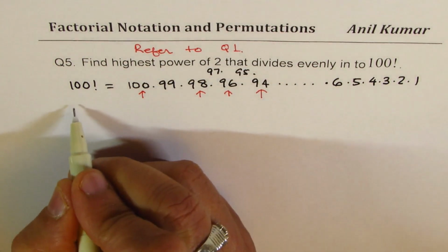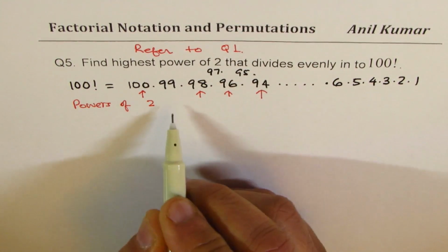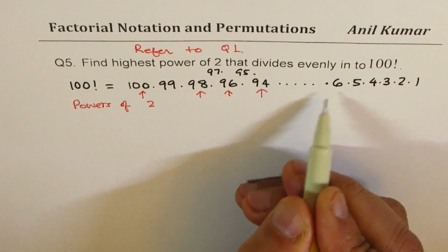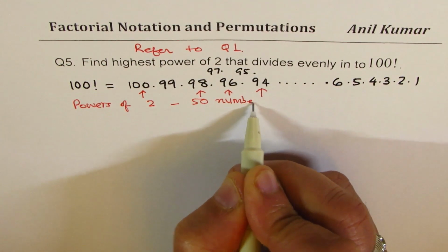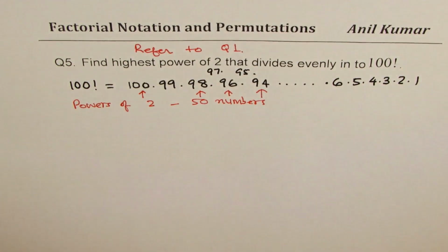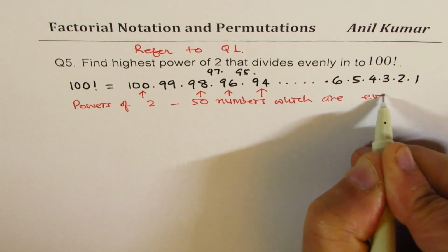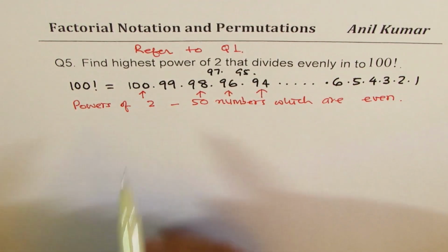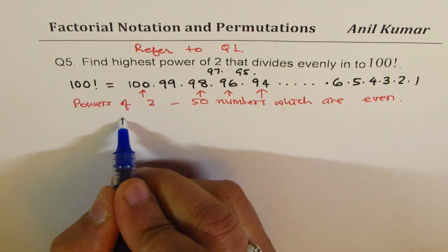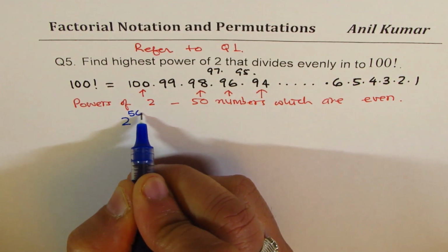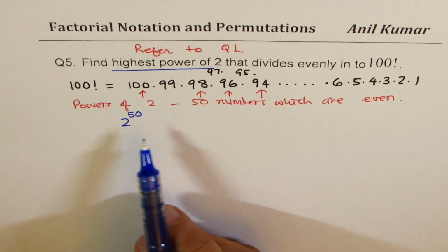Now, since we are looking for powers of 2, how many numbers will have a power of 2? Well, we have 50 numbers from 1 to 100 which are even, right? 50 numbers which are even. So that means they all will have a power of 2. So, looking only for powers of 2, I could take 2 to the power of 50, since there are 50 numbers. We are only looking for the highest power of 2, so we are not evaluating everything.